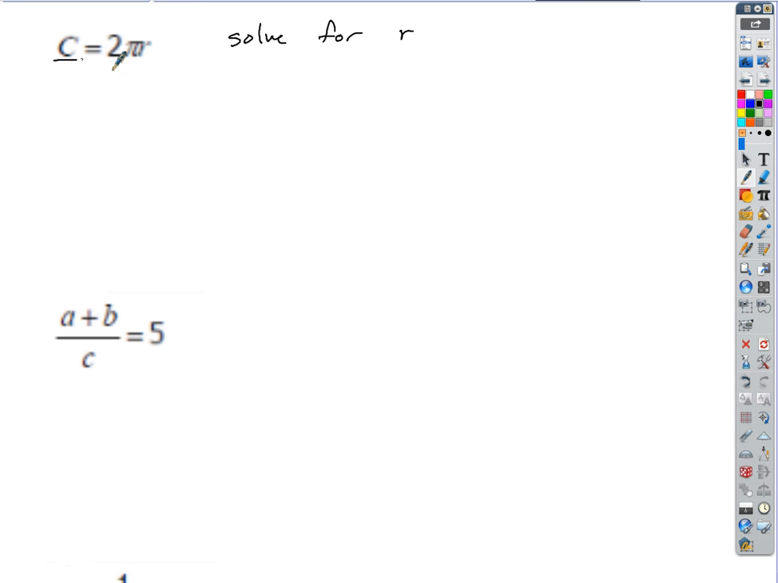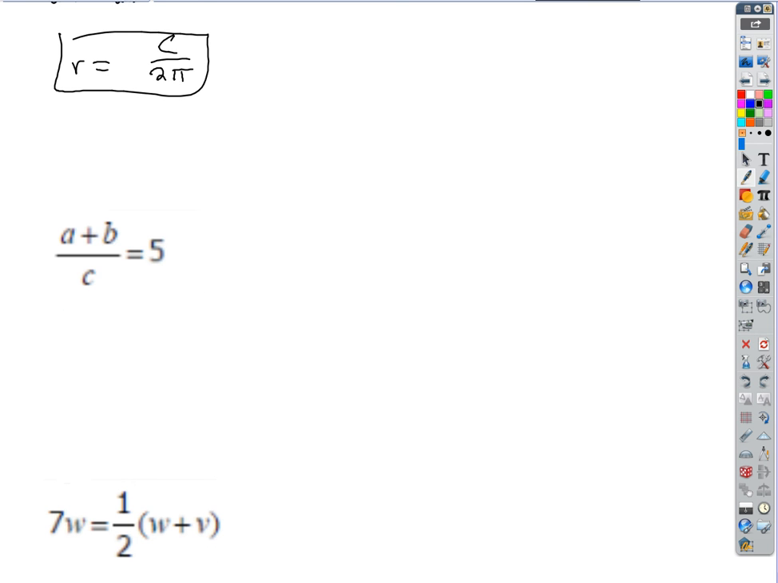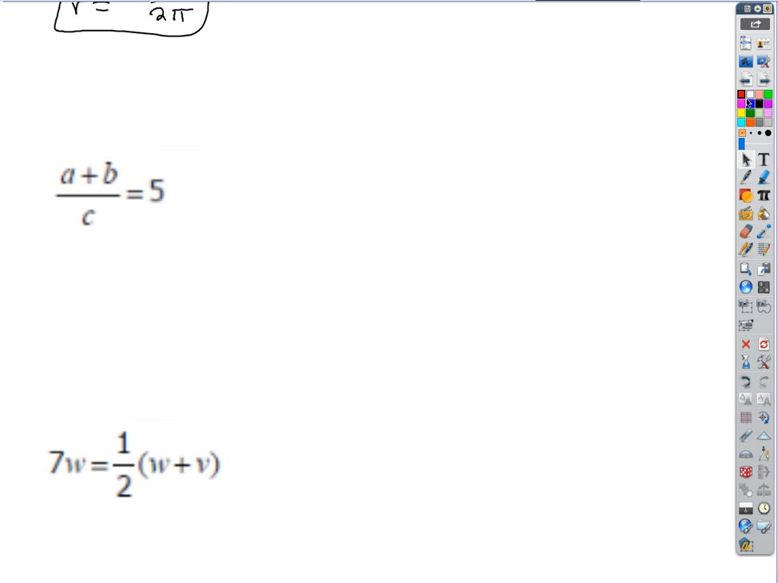That's all right. That's what the answer is supposed to look like. So all we would have to do here to get that r by itself, would you agree, is just divide each side through by 2 pi, and I get the answer, r equals c over 2 pi. That's what I would input. Okay. What if I'm solving for b?